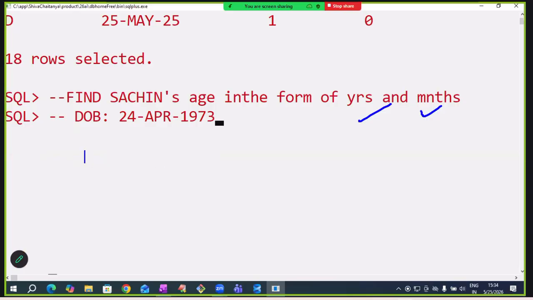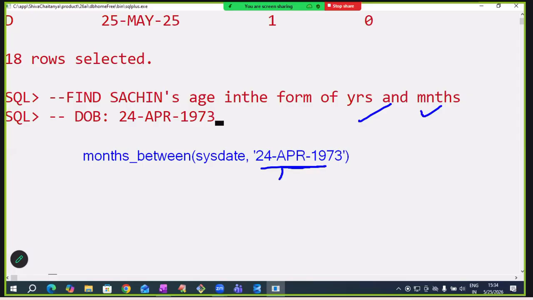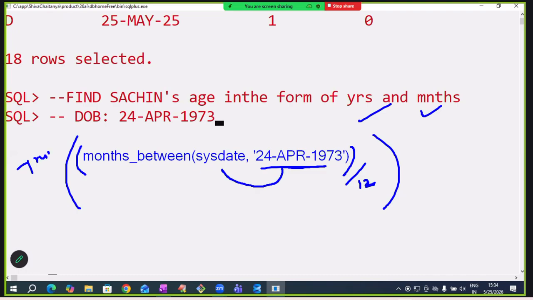So what you have to do? Months between. To get today's date, use this. What is Sachin's date of birth? 24 April 1973. So from 24 April 1973 till today's date, how many months gap is there? We get the age in the form of months, but we want it in the form of years. So divide with 12. Some decimal places will be there. To remove them, call the function. So we get the age in the form of years.